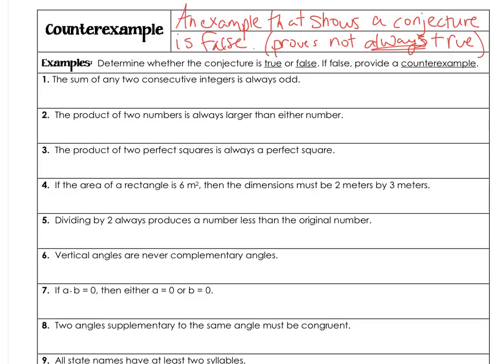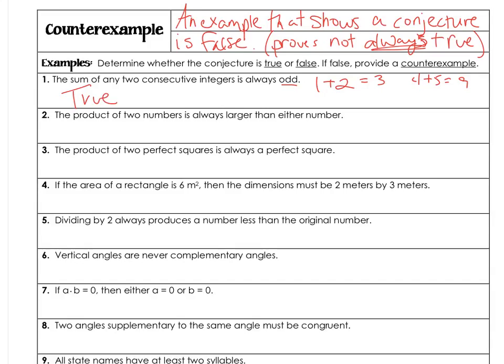So for the first one, the sum of any 2 consecutive integers is always odd. So consecutive just means that the numbers come right after each other. So say you have 1 plus 2. If we add those together, we get 3. And we can see that it is odd. So then if we check a few more, say 4 plus 5, that gives me 9, so that is true as well. So are there any other consecutive integers that makes it so that they're even? And that's never going to be the case. So this is a true statement.